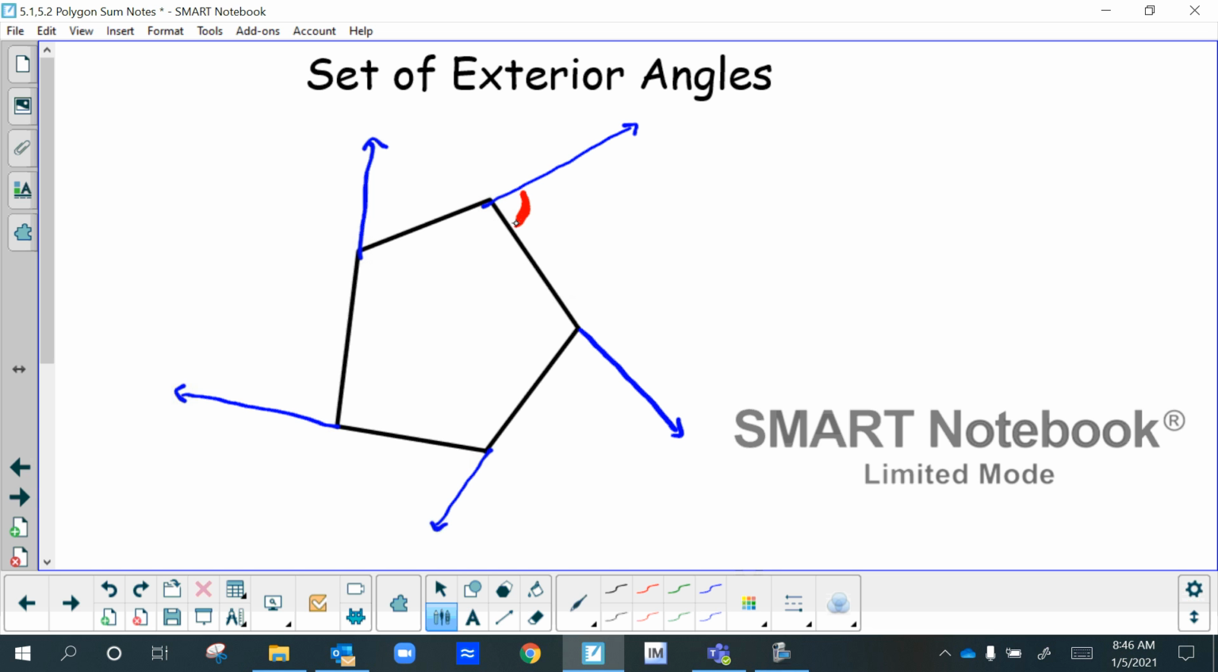I'm going to highlight them in red. 1, 2, 3, 4, and 5. Okay, so angles 1, 2, 3, 4, and 5 are a set of exterior angles for any type of polygon. You just need to keep drawing them in that same direction. That's what we call a set of exterior angles. They don't necessarily have to be equal, because you can see here angle 1 looks larger than angle 2. Some might be equal, but they don't have to be.